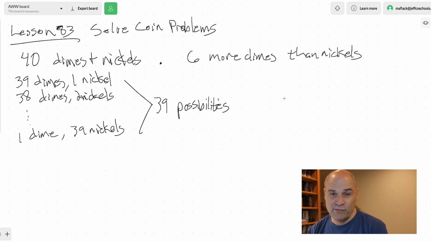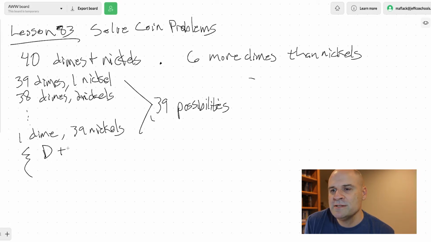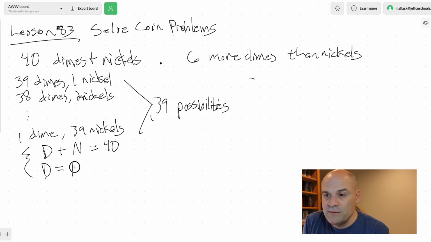So 2 things have to be true. The number of dimes and number of nickels has to add up to 40. Watch this. Number of dimes plus the number of nickels equals 40. And we have to say that there are 6 more dimes than nickels. So the number of dimes equals the number of nickels plus 6. All right? So now we've got 2 equations with 2 variables in it.